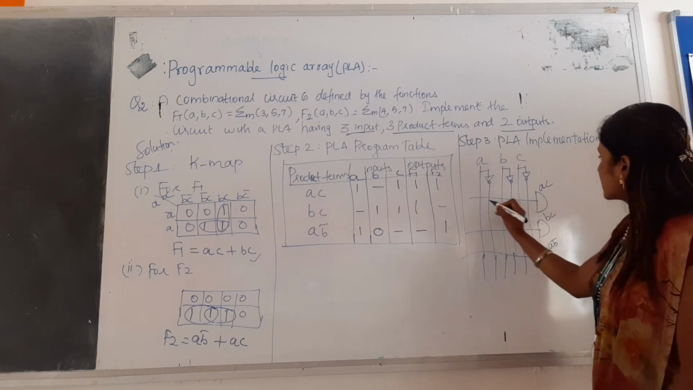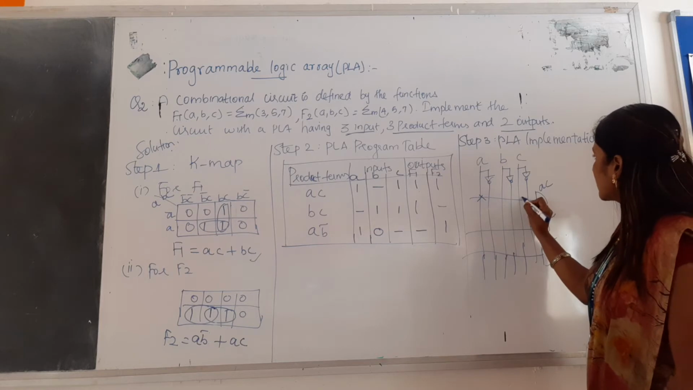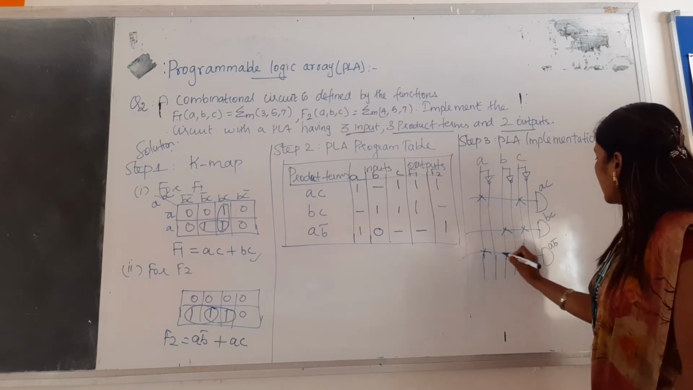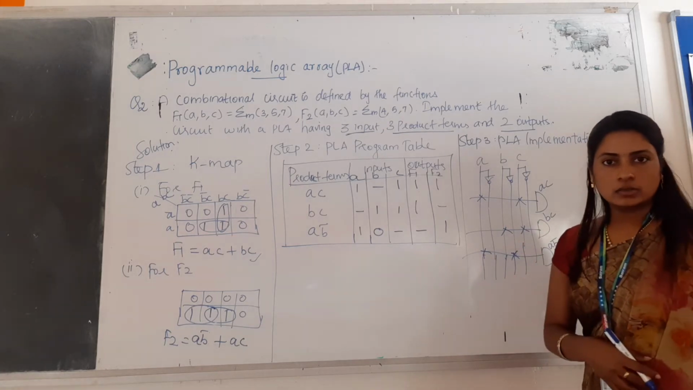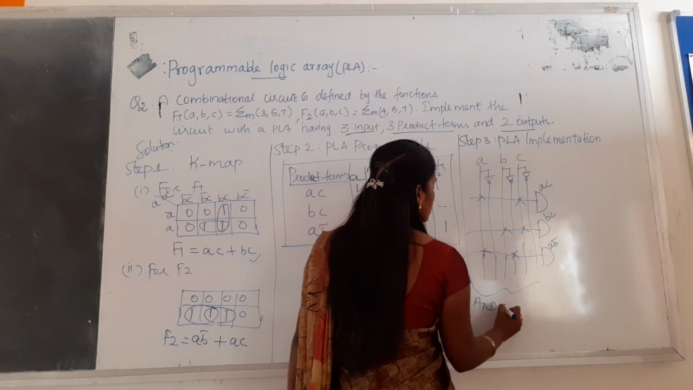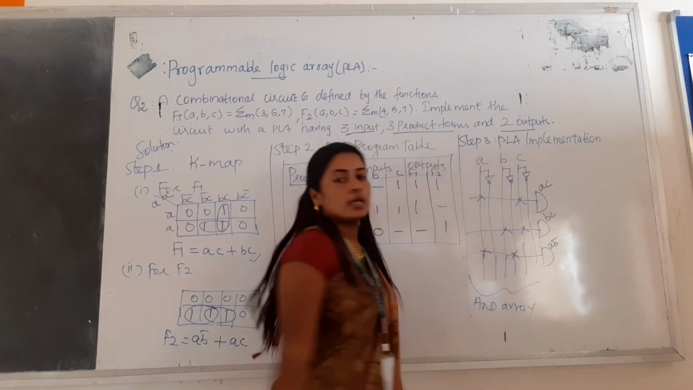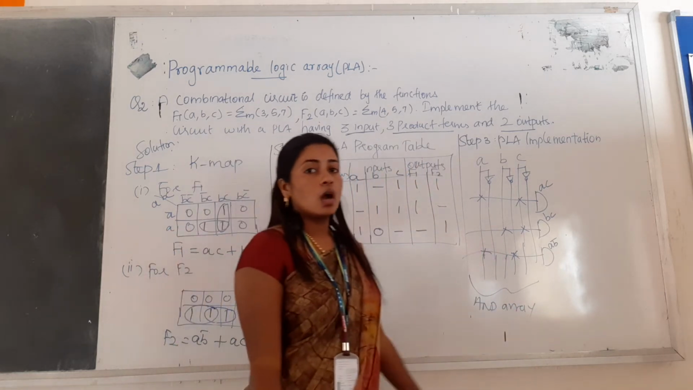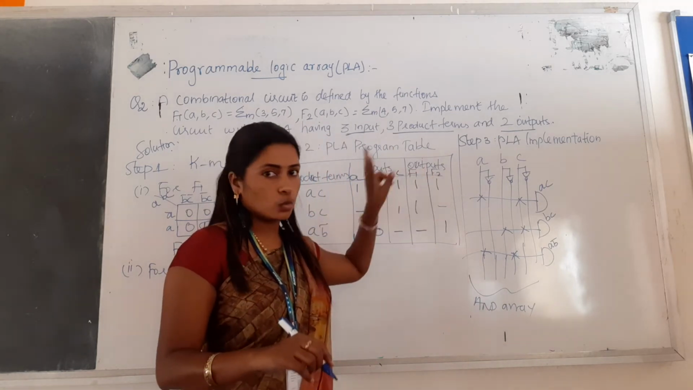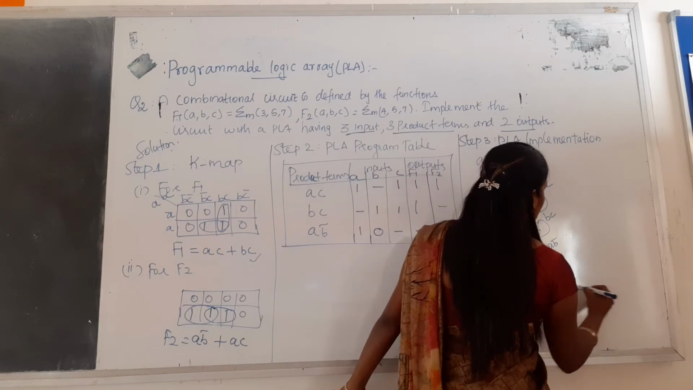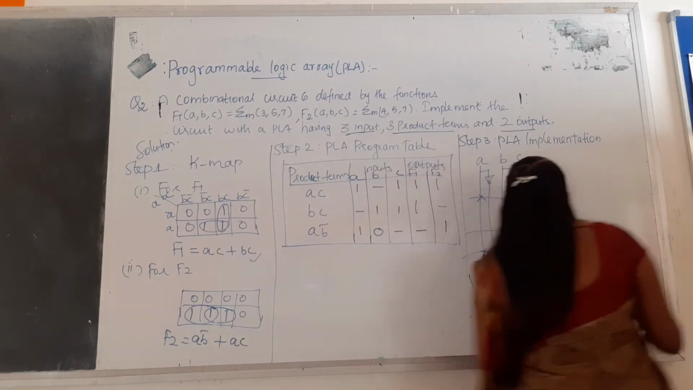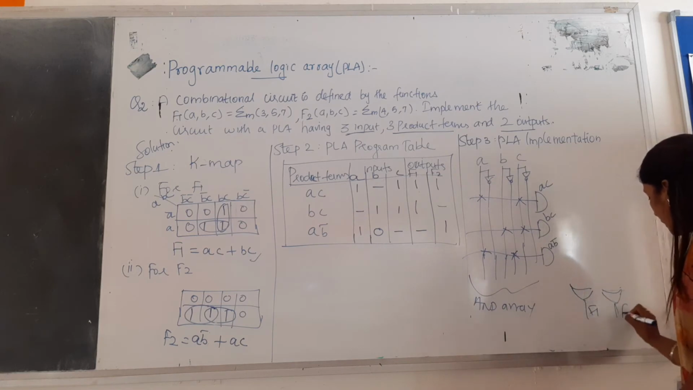Okay, AC. So A and C I should cross. Here B and C I should cross. Here A and B bar I should cross. Okay, so the AND array is over. Now the OR array. How many outputs? 2 outputs. So 2 OR gates, F1 and F2.